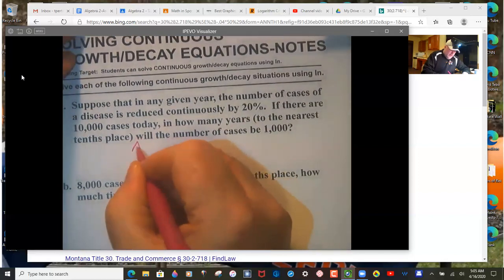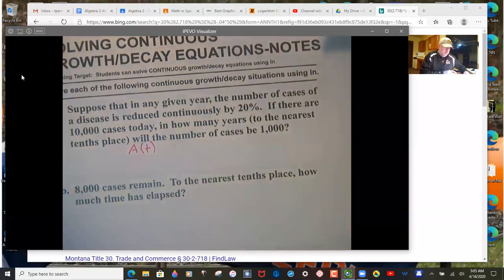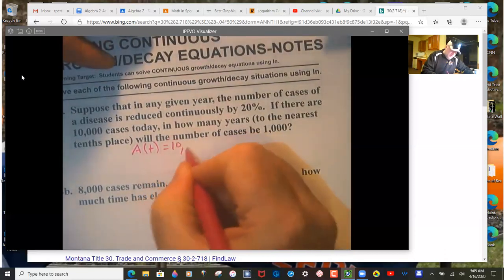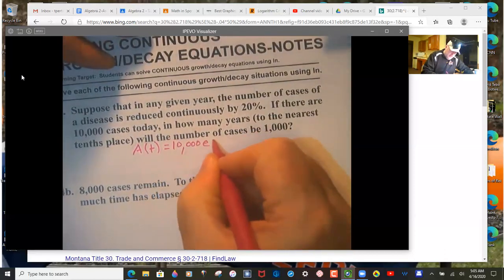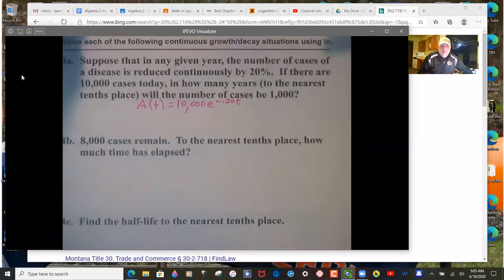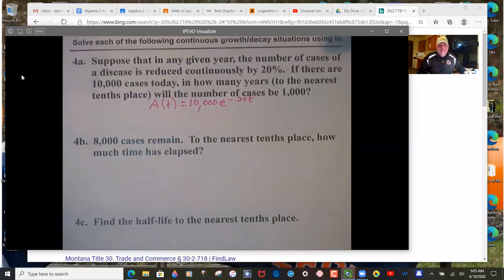We can write out: we're being reduced by 20%, and the initial cases are 10,000. So e to the negative 0.20. Be careful: if you're reducing, the r value is negative. If you're increasing, it's positive. So how long will it take for you to go down to 1,000?